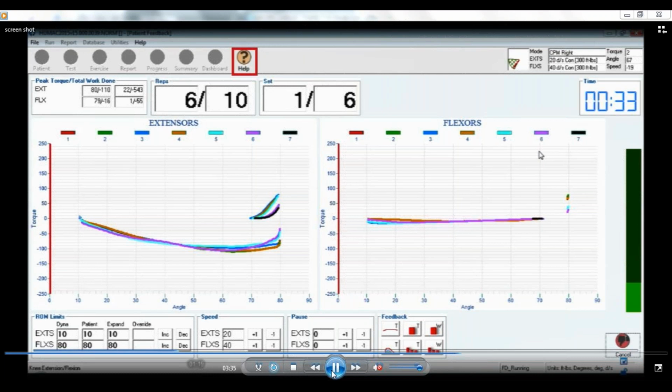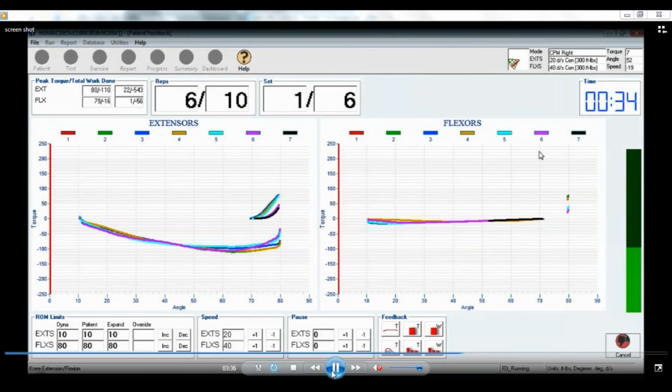Now let's just watch him complete the set for his quad. I want you to watch each torque line as he exercises. So there's red. The next one, if we look at that color scheme, is going to be green. And the one after that's blue. Now again, he's very consistent, so it's hard to see.